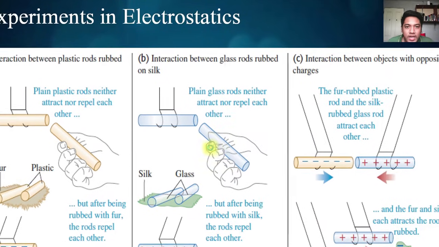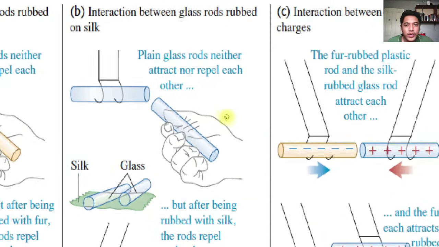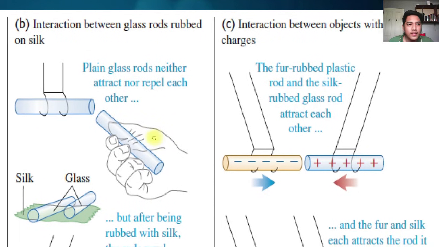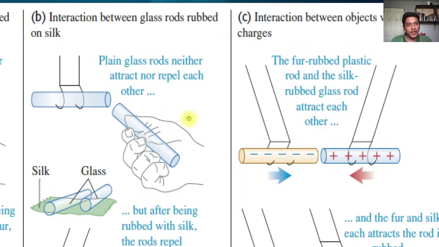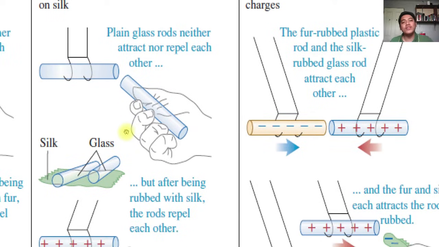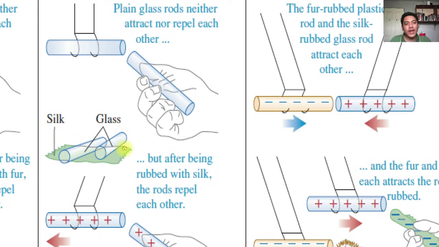In our second case, the second picture here, there are two glass rods, and let's say these two glass rods are again neutral, with no net charge. What happens if we bring them close together? Nothing happens because they are not charged. But once these glass rods are rubbed against the silk, it turns out that the glass rod gives its electrons to the silk. So the glass rod loses electrons, and the silk gains electrons.